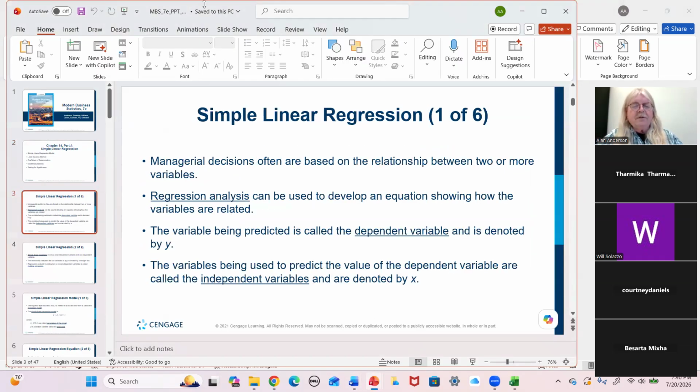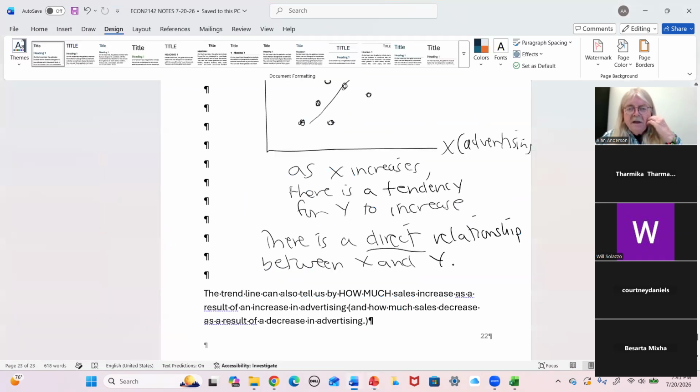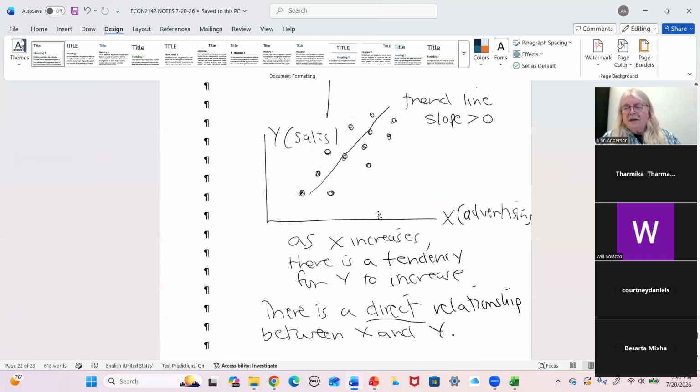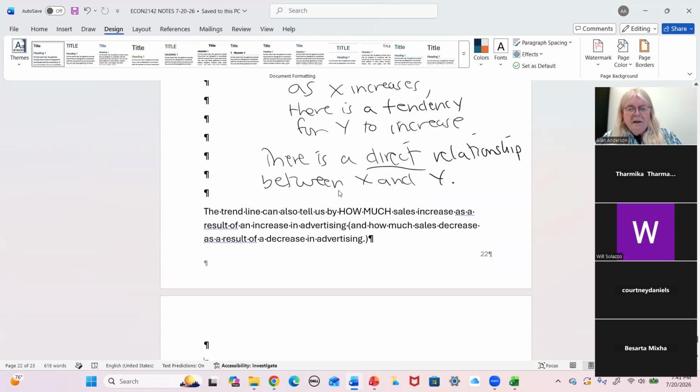Managerial decisions are often based on the relationship between two or more variables, like the decision to continue advertising on TV. Regression analysis can be used to develop an equation showing how the variables are related, specifically a linear equation, meaning the equation of a straight line. And when we do that, it's really the slope that we're interested in. The intercept is not that important. It's really the slope this is all about.